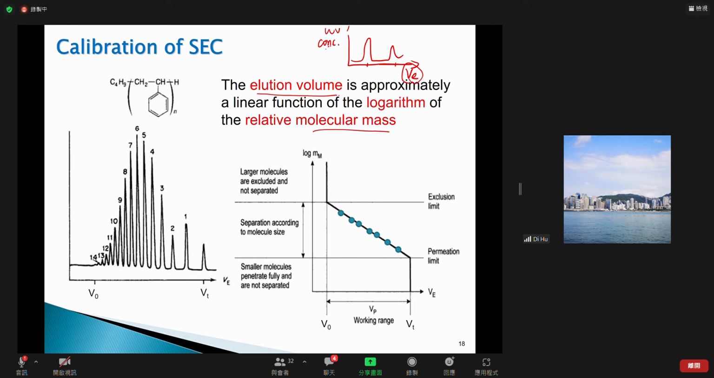So as an oligomer example, this is the elution profile of the styrene oligomer. It has n number from 1 to 14. You can see that this is the VT, the total VT, and this is V0, the largest one. We have seen multiple peaks, 14 peaks. The largest one comes out first, so this peak corresponds to n equal to 14. That would be the largest.